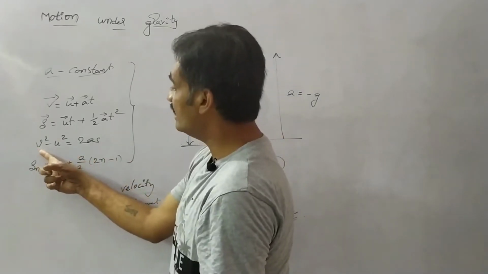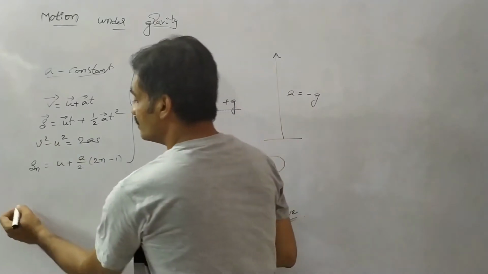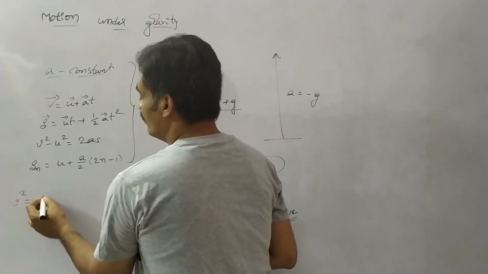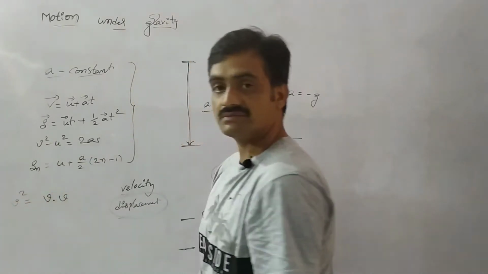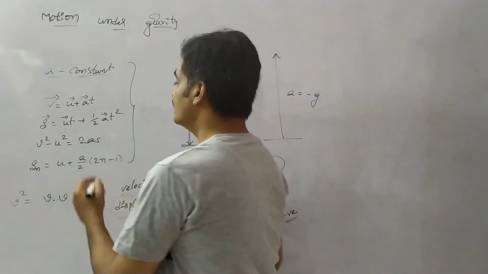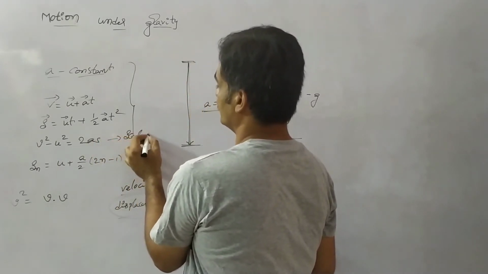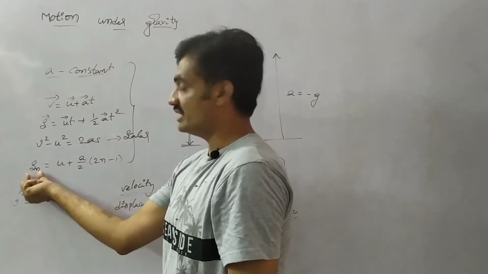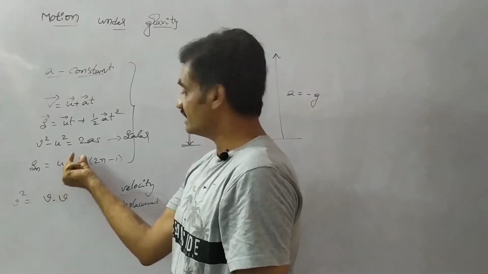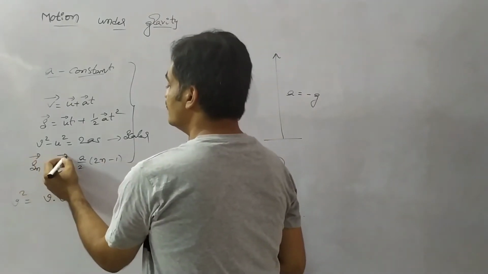Observe that in v square minus u square equals 2as, v square is nothing but v dot v. It is a dot product with 2as, which means the resultant is a scalar. Here the equation is represented as a scalar. Whereas in this equation, s suffix n equals u plus a by 2 into 2n minus 1, the resultant is a vector.